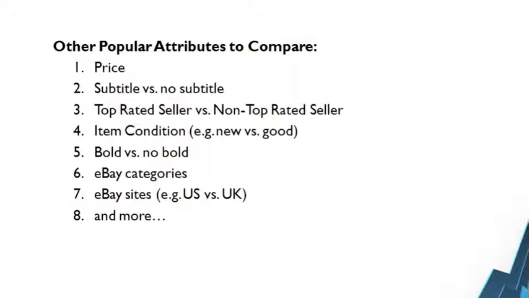Other popular attributes to test include differentiating price, subtitle versus no subtitle, top-rated seller versus non-top-rated seller accounts, item conditions, for example, new versus good condition, bold versus no bold, eBay categories, eBay sites, and even more. Testing these listing attributes over time will help you fine-tune your listing strategy over time.